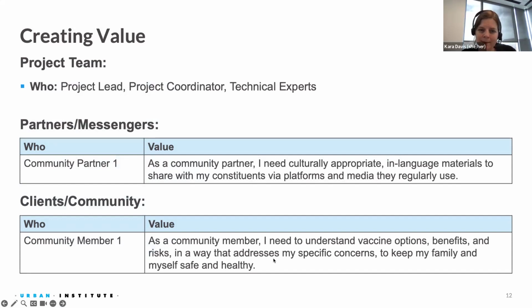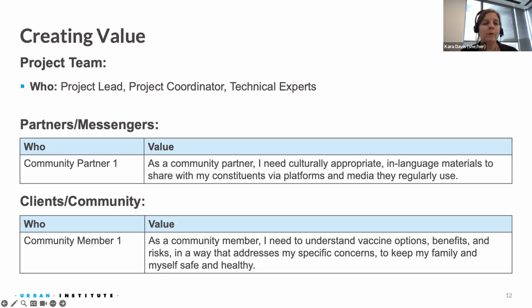Because the next piece of this is thinking about each of those groups. What is it about the project that you're doing that brings them value that they need? So if I'm thinking about my partners or messengers, maybe I'm thinking about how to provide them with the materials that they need to share, that I want them to share in the way that they want to share them. So meeting with them and understanding how they communicate with their communities, what I can provide that makes their job easier. That would be the value that I'm providing to them.